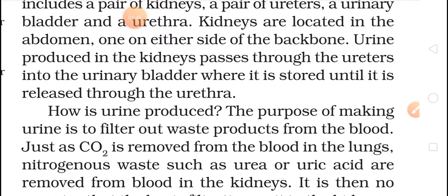Okay, so how is urine produced? So today we'll see this. Okay, the purpose of making urine is to filter out waste products from the blood. Just as carbon dioxide is removed from the blood in the lungs, nitrogenous waste such as urea or uric acid are removed from the blood in the kidney. Okay, so as we are removing carbon dioxide from the lungs, same way the nitrogenous waste. What are these nitrogenous wastes, students? Urea or uric acid. And this is being removed by the kidney.